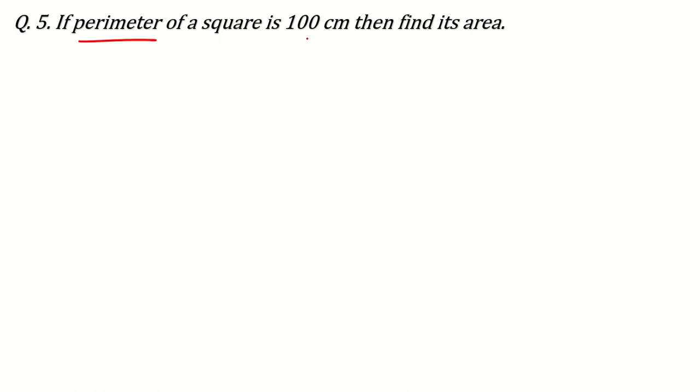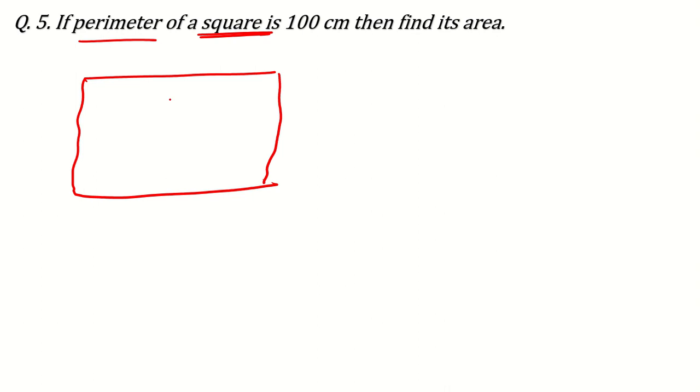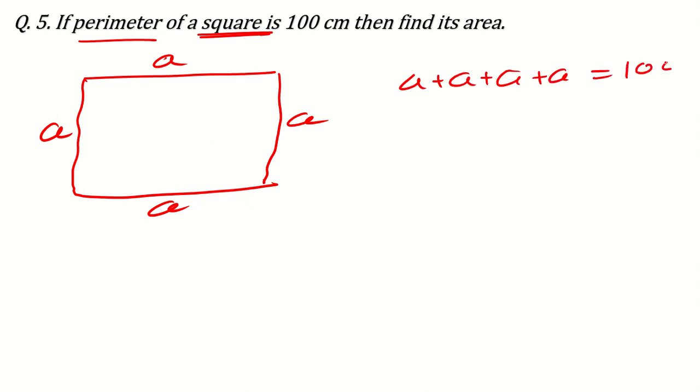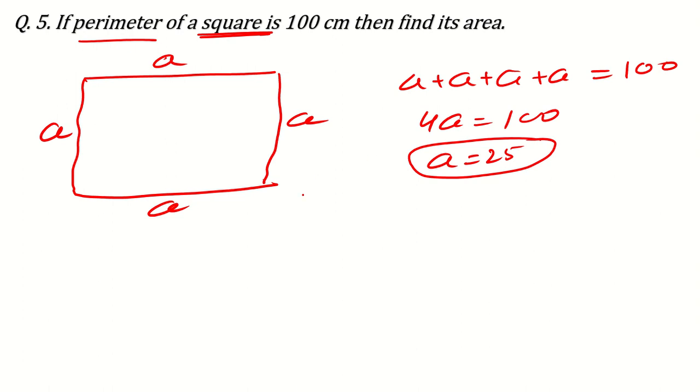Okay, perimeter of a square, then find its area. Now you see, perimeter of a square. Square means all 4 sides are equal. So I am taking A, all the 4 sides A. So A plus A plus A plus A is equal to 100, means 4A is equal to 100. So A will be equal to 25. So the side of the square is 25.